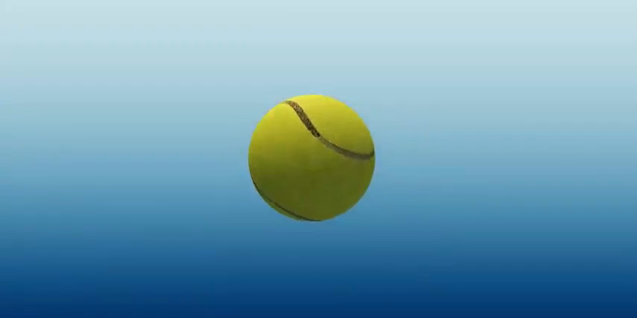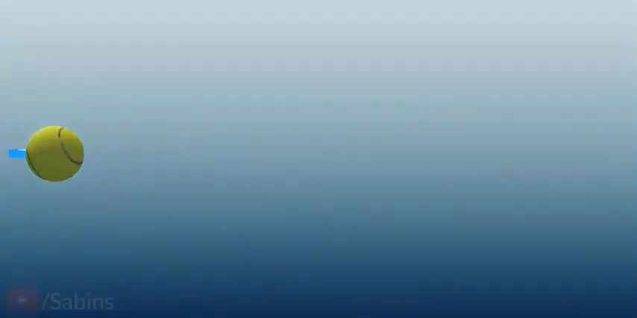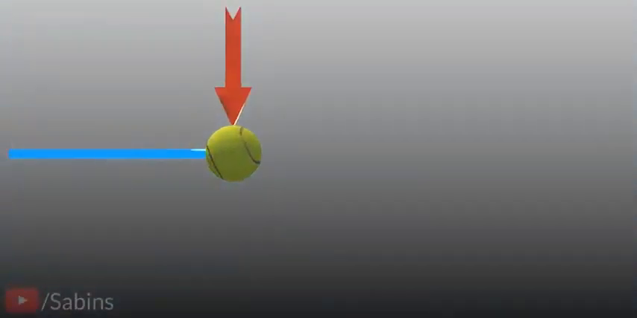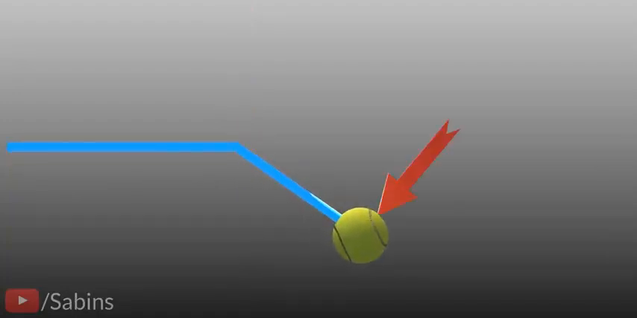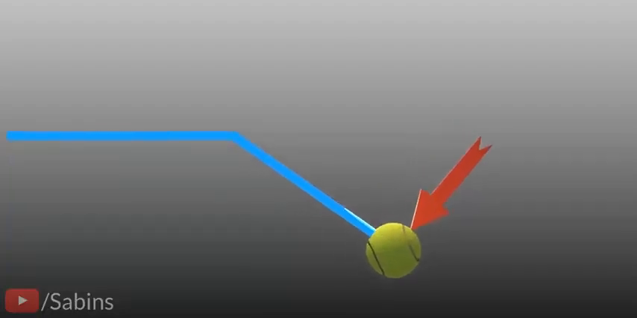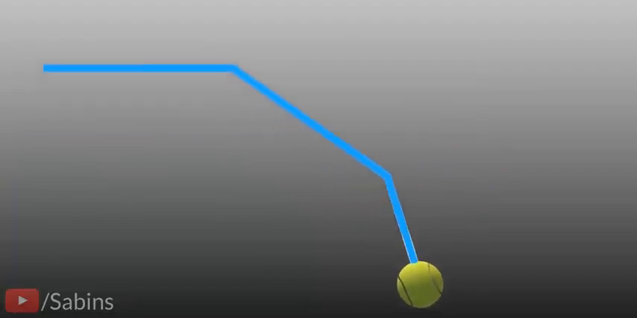Consider this tennis ball and assume it's moving on a straight line initially. If you apply force perpendicular to its motion for a short time, the object will deflect, as shown. Its direction changes. Now, let's apply the force again, perpendicular to the new direction. The object deflects again. Let's repeat this process.